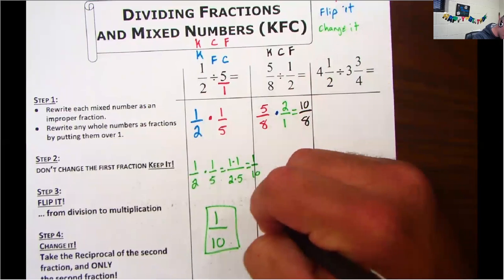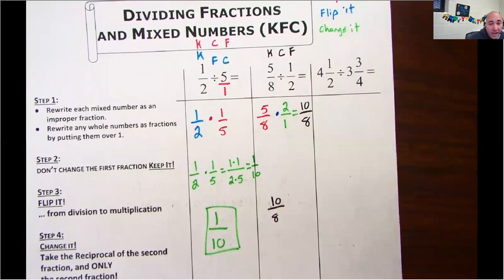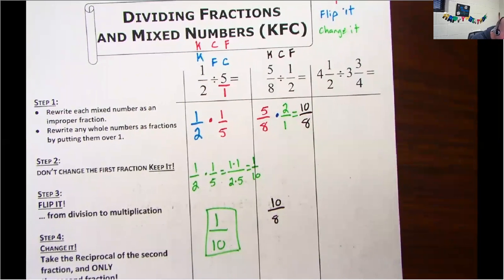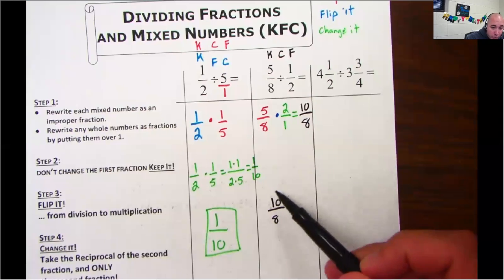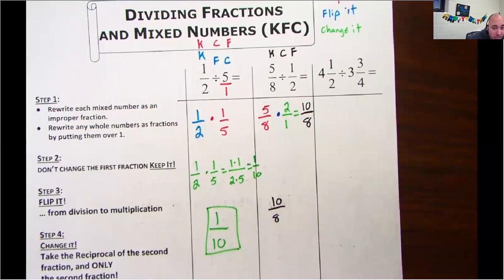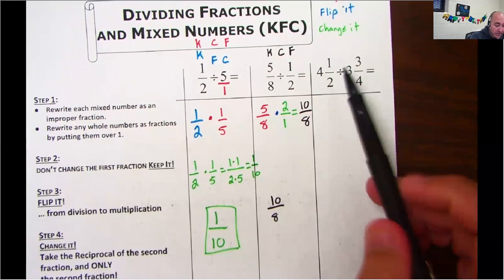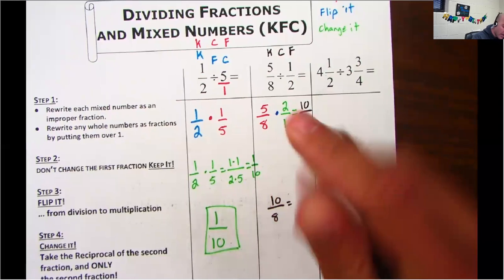Some of y'all are like, I am done, and no, you are not. We have to see if we can simplify our fraction, or if we have an improper fraction like you see here. An improper fraction is when your numerator, your top number, is bigger than your bottom number, your denominator. We have to change it into a mixed fraction like you see here. This is a mixed fraction. Here's how we do that.